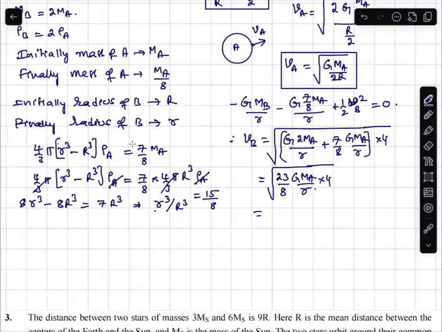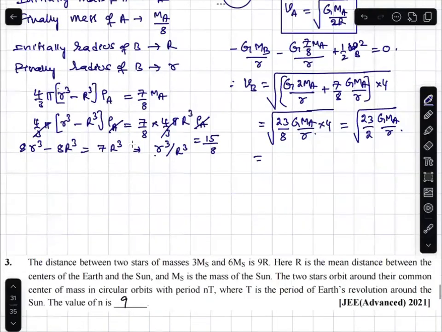So this will become 23 by 2 times GMA by R. Okay, that is not what we are working for. What you want is VB by VA. Now VB by VA. Now everything is clear.